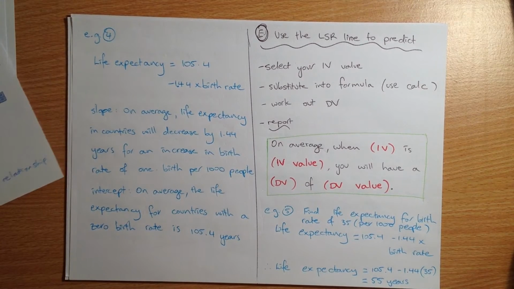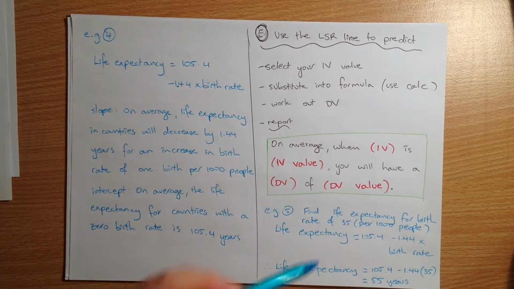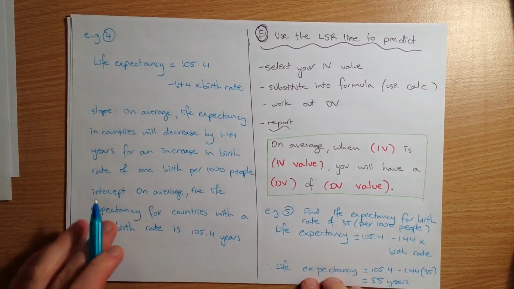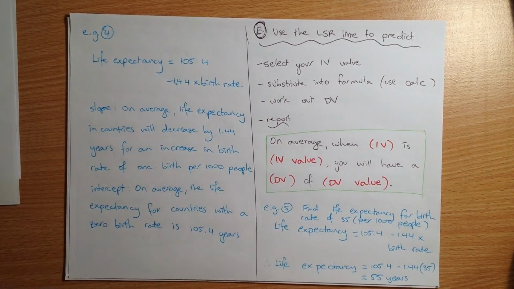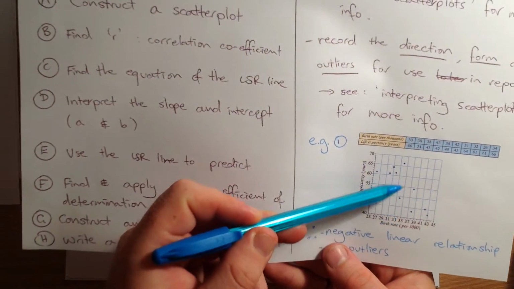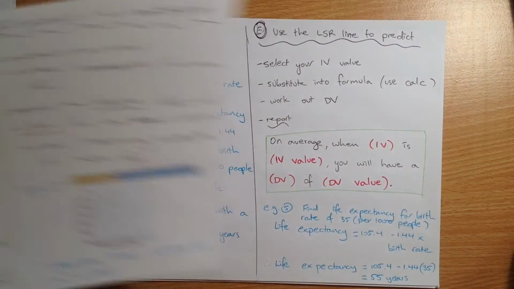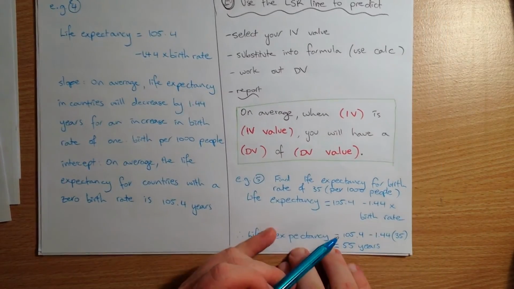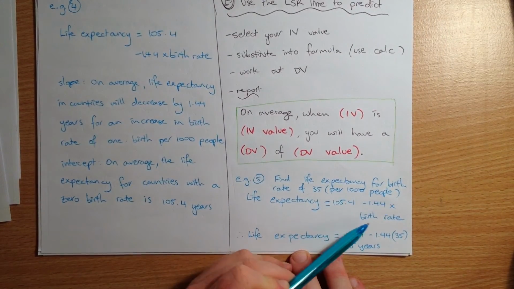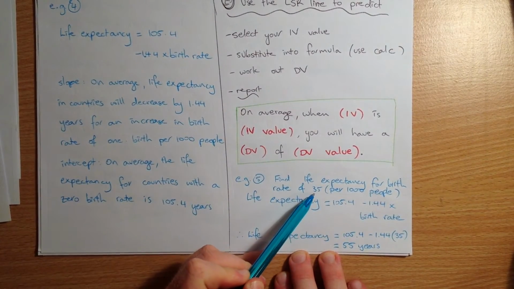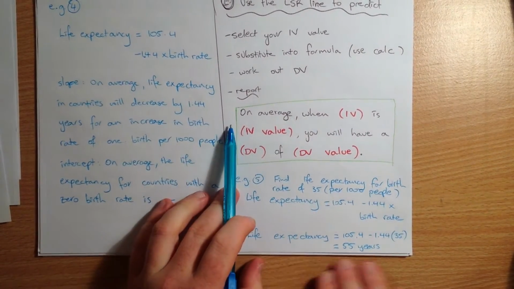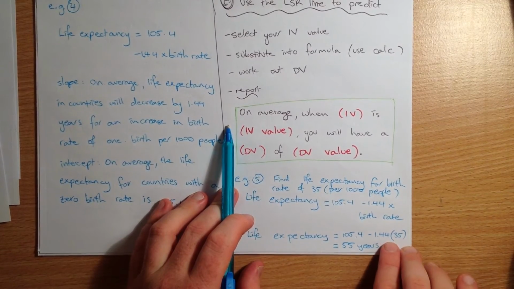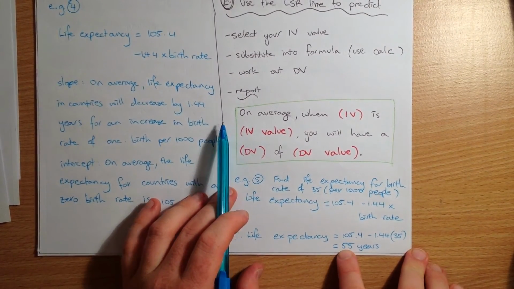So let's do a practical example together. Find the life expectancy for a birth rate of 35 per thousand people. That's what the question will say. So this 35, that's our birth rate. So looking back at this graph, we're trying to predict, if someone's got a 35 birth rate, what their life expectancy is going to be. So we're going to say the life expectancy is 105.4 minus 1.44 times the birth rate. And our birth rate that we're being asked about is 35. So the life expectancy is 105.4 minus 1.44 times 35, which is 55 years.